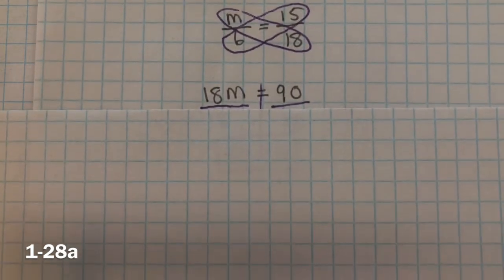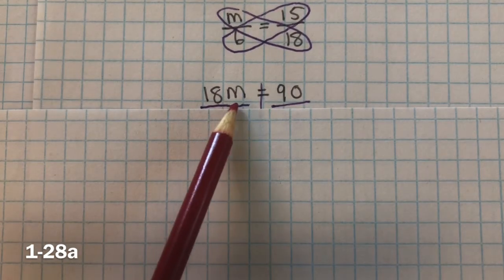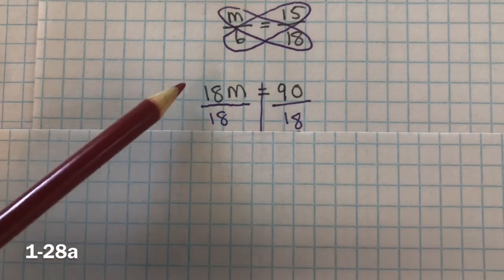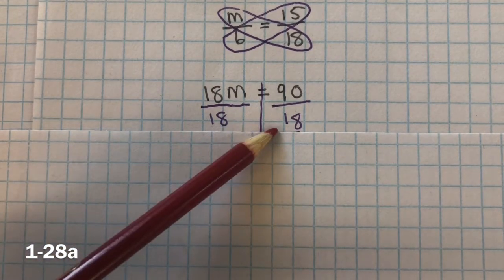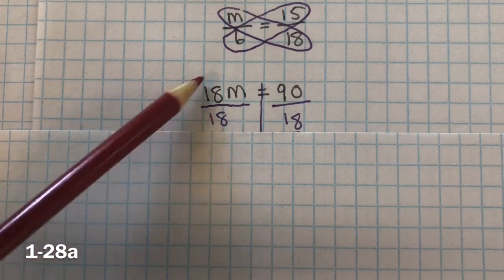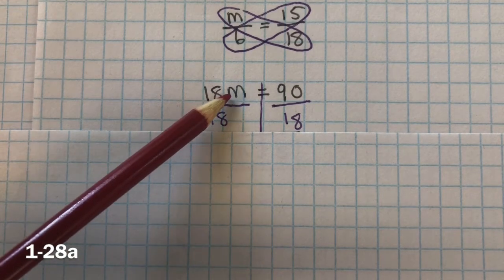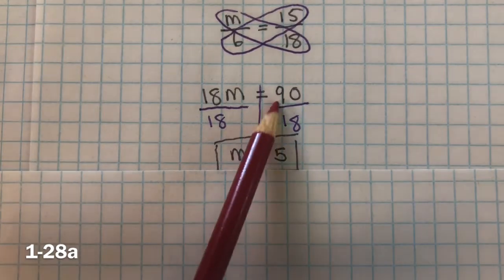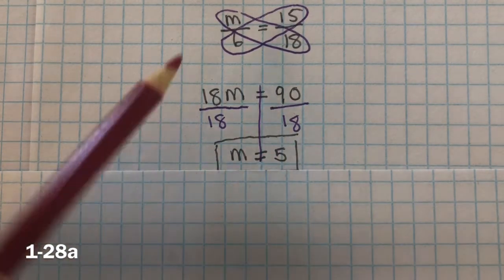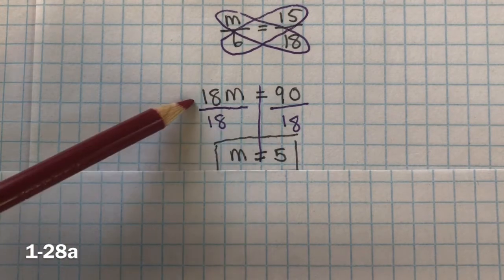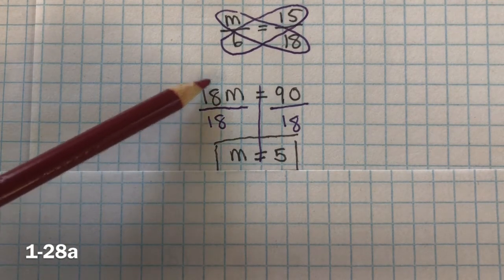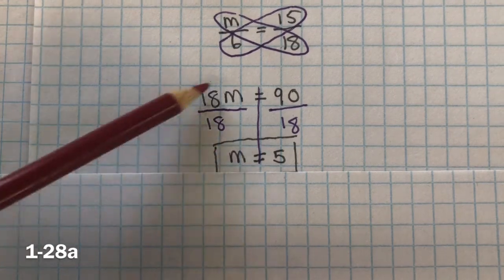Now we're going to simplify this equation. Inverse property of multiplication is division. And we're going to divide by 18 on both sides of the equation. This creates the giant 1. 1 multiplied by m equals m. 90 divided by 18 is 5. And what I mean by giant 1: 18 divided by 18 equals 1. So it's a big 1 or a giant 1.